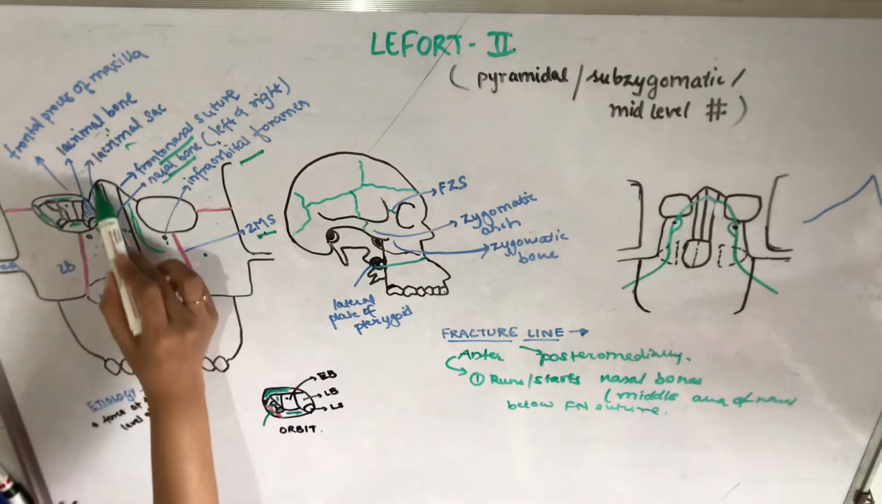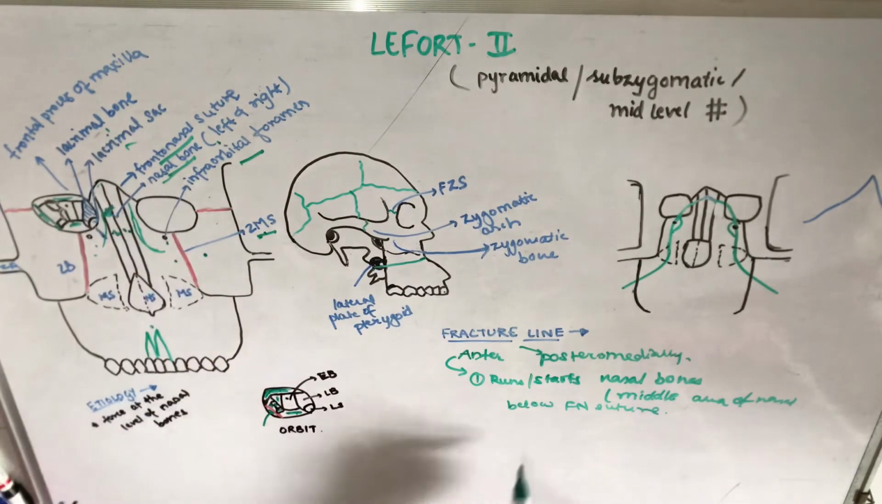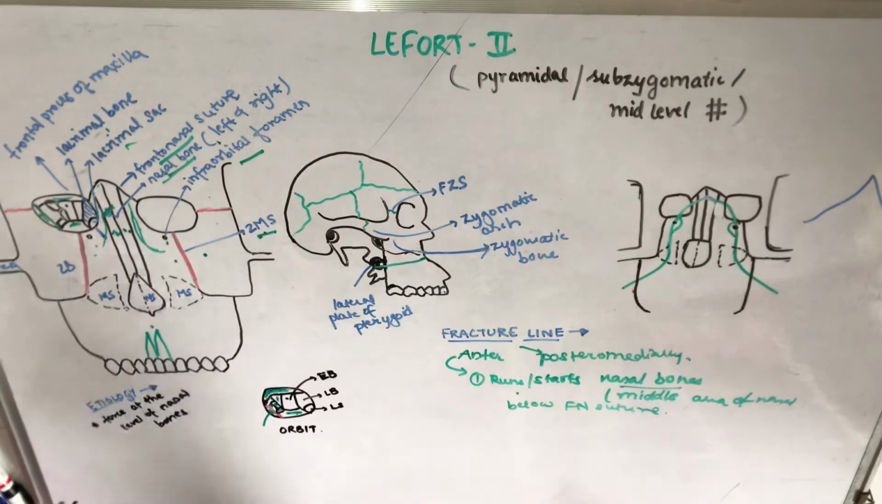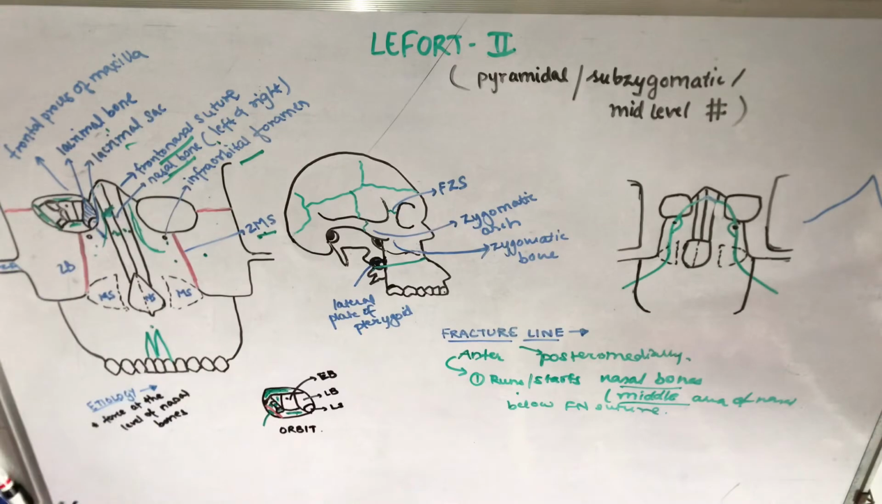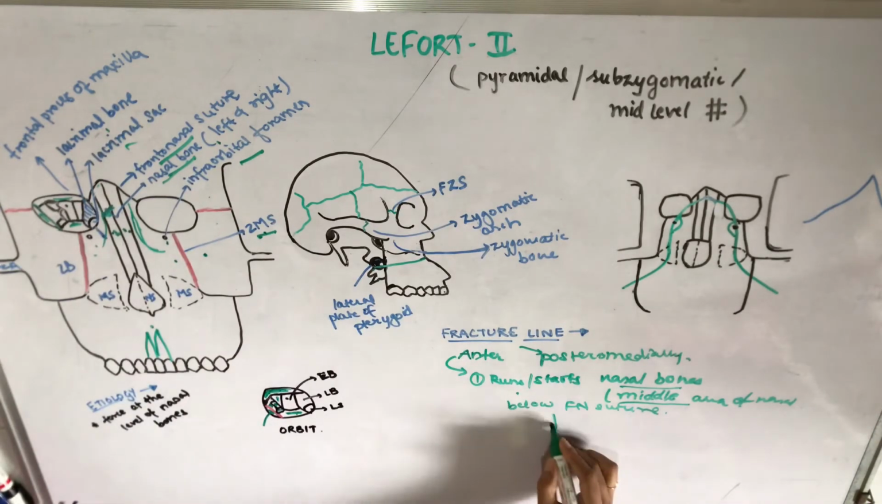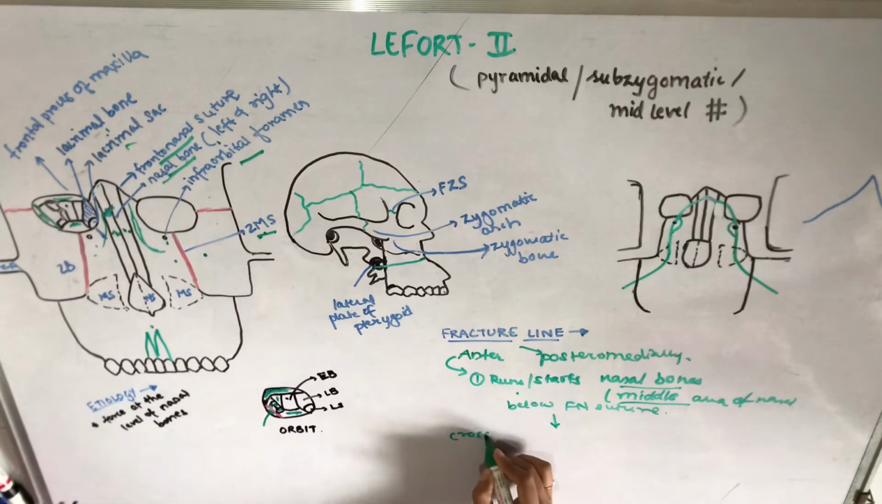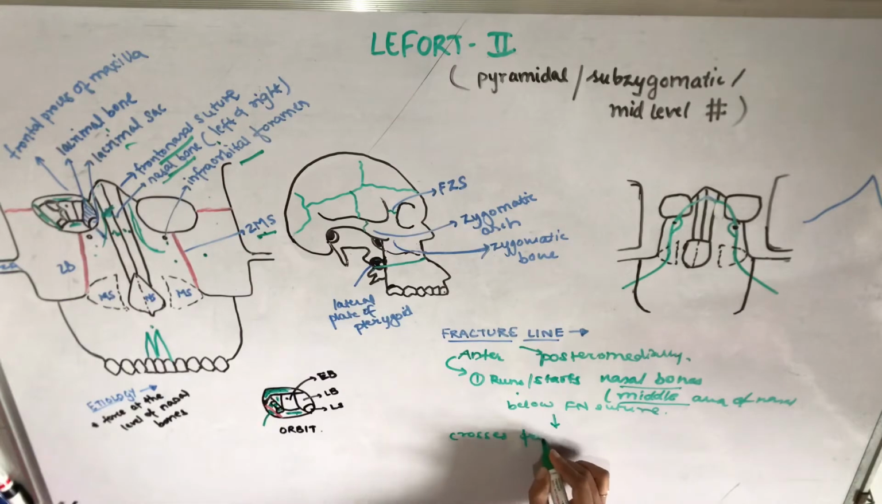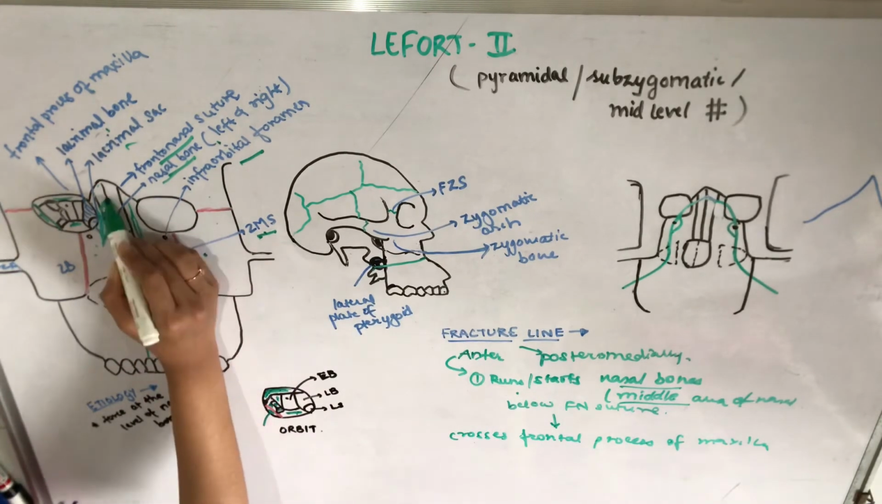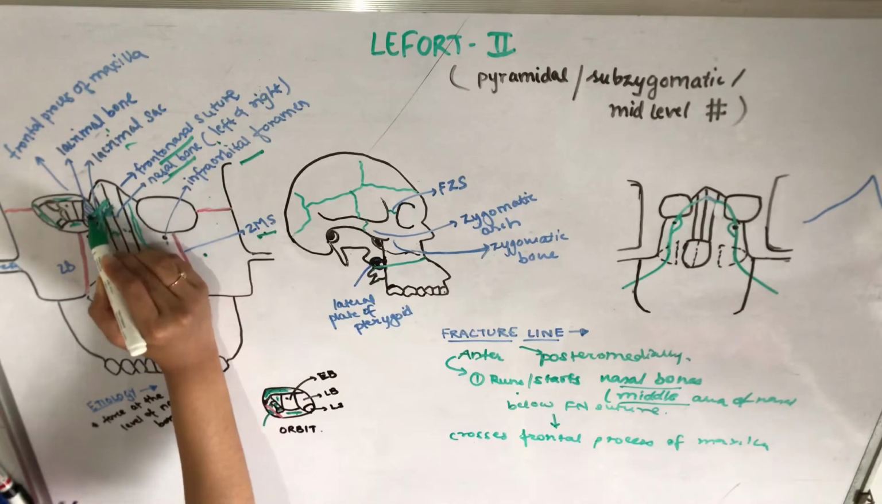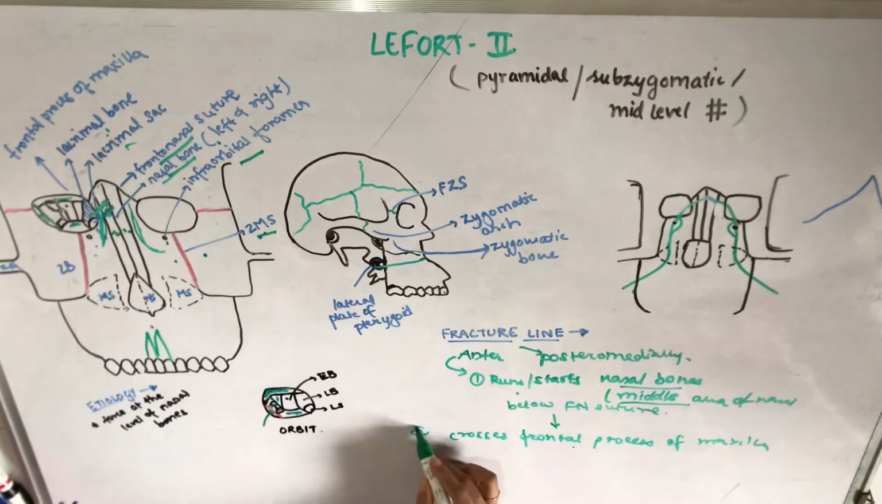Usually it does not involve this frontonasal suture. So this is the first point, that it starts from the nasal bone, that is the middle area of your nasal bone. The next point is then it crosses the frontal process of maxilla. So now we have seen this is the frontal process of maxilla bone. It crosses the frontal process of the maxilla. This is the second point.